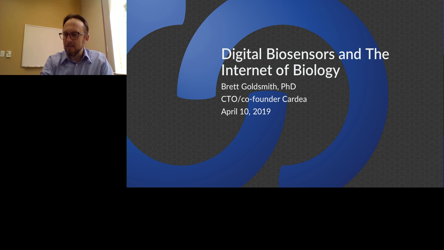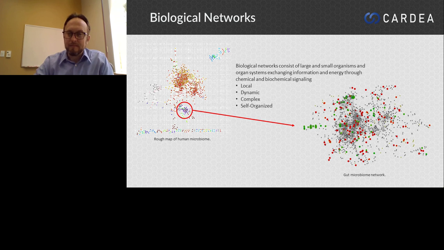To begin talking about the Internet of Biology, I want to start with biological networks. Biological networks are something that we're just now starting to understand. They're the combinations of single-celled organisms all the way up to people that communicate with each other through chemistry and biochemistry, passing messages and energy back and forth. These are cell signaling networks and things like your immune system and your microbiome. On the left here, we have a rough map of the human microbiome and then a zoom in of just the gut microbiome network. And these are really very complex things.